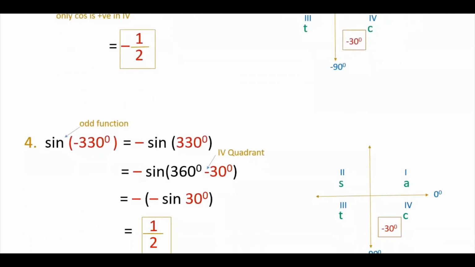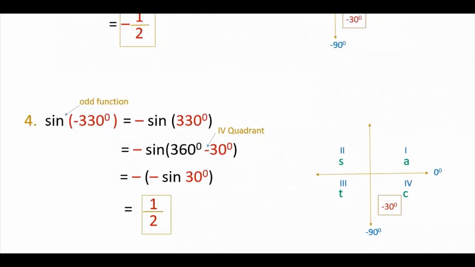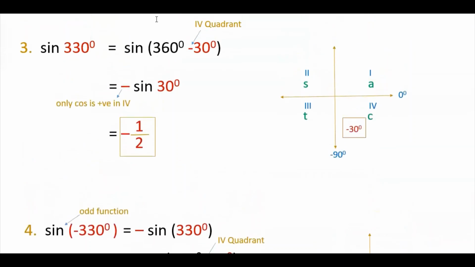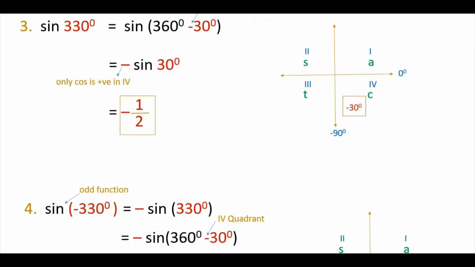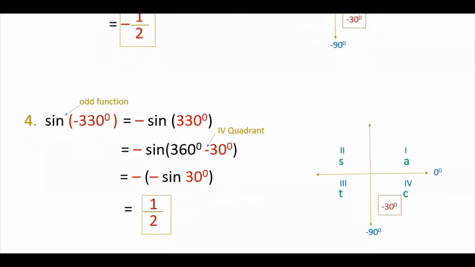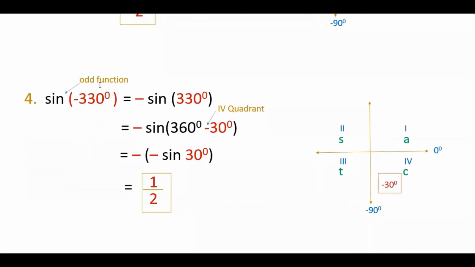Similarly, for the same 330 degrees, if you put a minus sign: here this is sin 330 degrees, and here sin minus 330 degrees. Whenever a negative sign comes, you have to check whether it is an odd function or an even function. Sine is an odd function, so you can write this as minus sin 330 degrees. Then minus sin 330, you can write as 360 minus 30 degrees. You cannot consider the 360 degrees; now you have to take only minus 30 degrees with sine.